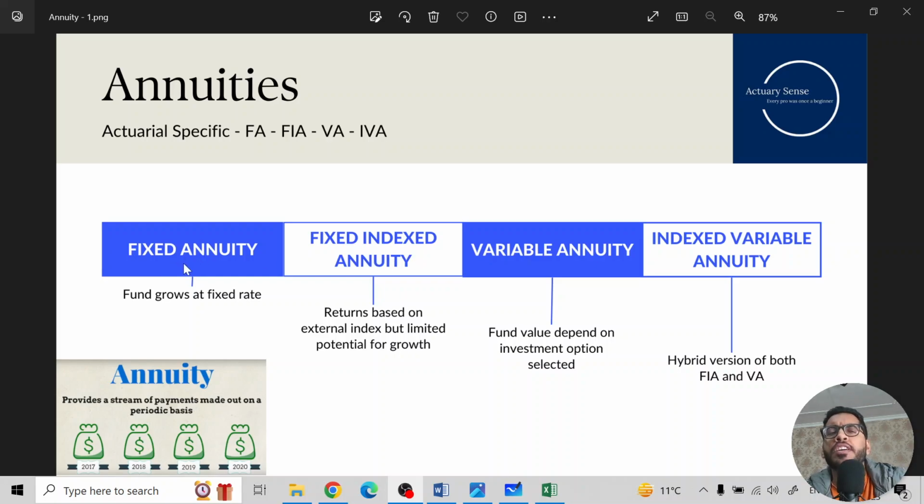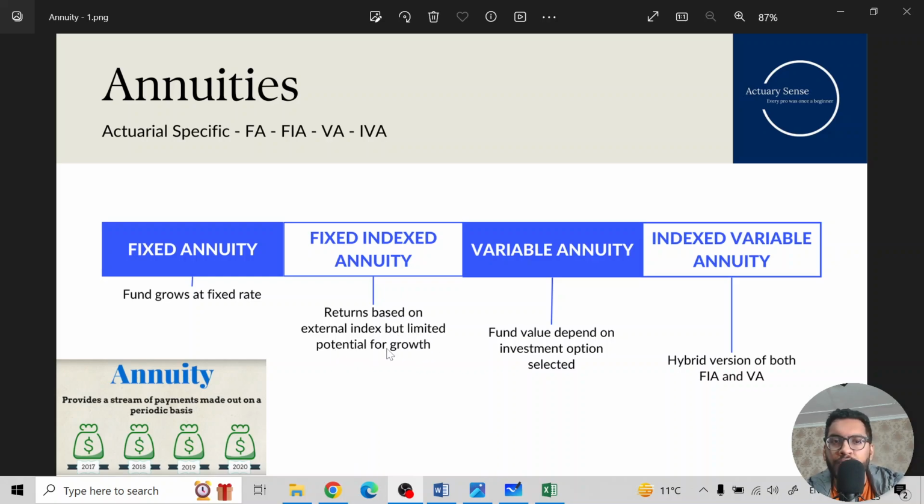So, when we were covering the fixed annuity, we talked about how the accumulation on the balance will be at a fixed rate of return, but that accumulation is quite less. Basically, you are getting a low rate of return. So then a new product was launched, that was FIA, where you are going to get the full principal protection of your balance, but you will also get exposure to the market based returns. Here the returns will be based on the external index, but there will be a limited potential for growth.